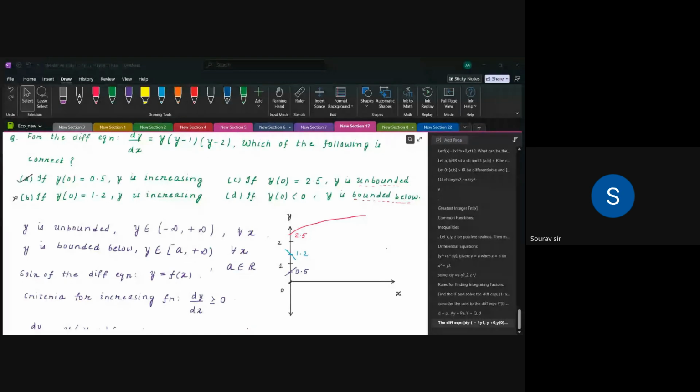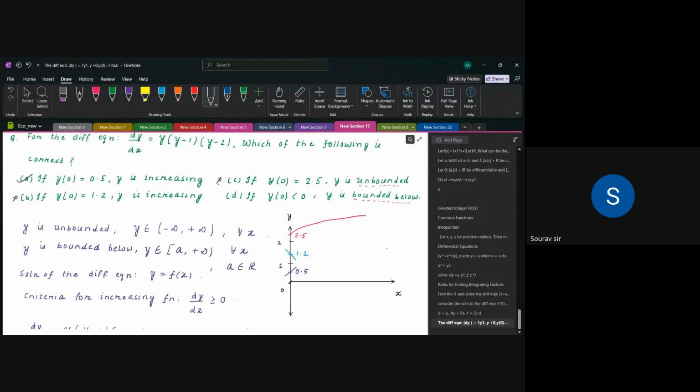Okay, got it? So this option C, it's partly correct, but not fully correct, right? So that is why we will be rejecting this option. And what about option D?